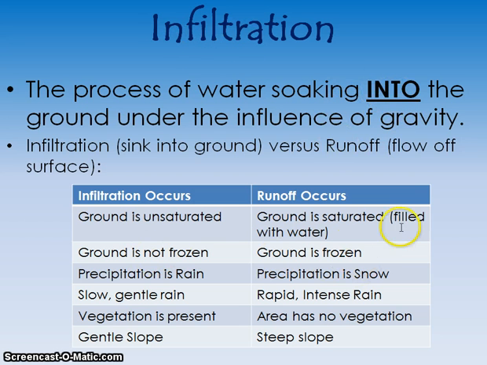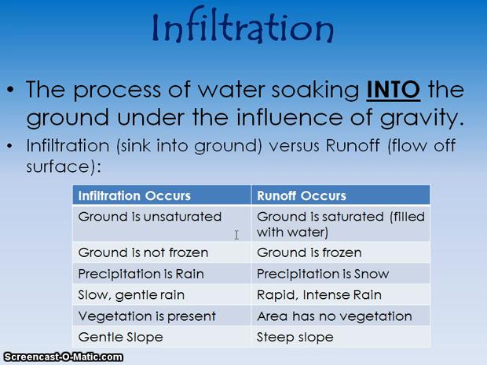So I made a chart here to show the difference between when water is going to infiltrate and when it would run off or flow off of the surface. I would pause your video and fill in your chart and then replay so you can listen to what I'm going to explain. So if your ground is saturated versus unsaturated, we're talking about how much water is in our ground. Well, if it's already saturated, that means it's already filled with water, so it's not going to be able to accept any more. So runoff would occur. If it's unsaturated, water has space to fill in and seep into the ground.